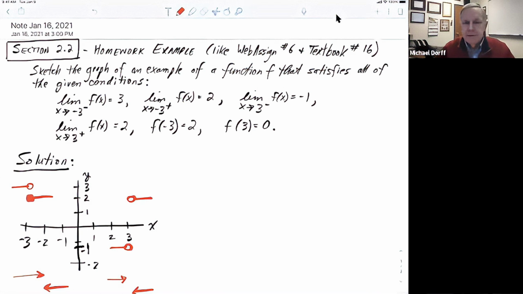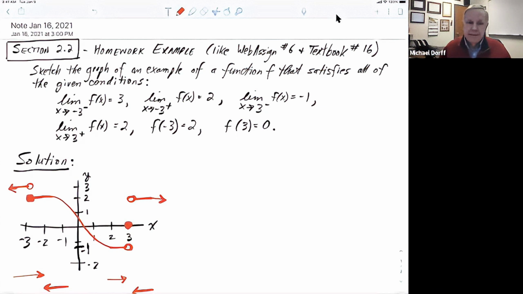And then the last condition, the sixth one, says f of 3 is 0. So when x equals 3, the y value is 0. So that's filling that in right there. All right, now the last thing I need to do is I'm going to connect all the lines together for the function. So I'm going to connect this one. And these I'm going to draw with arrows going off there.